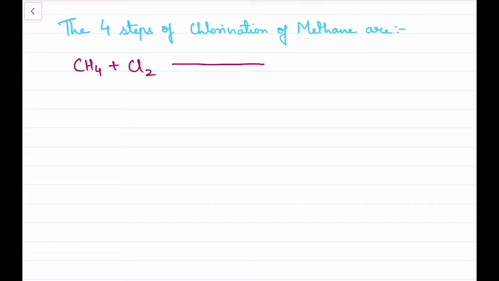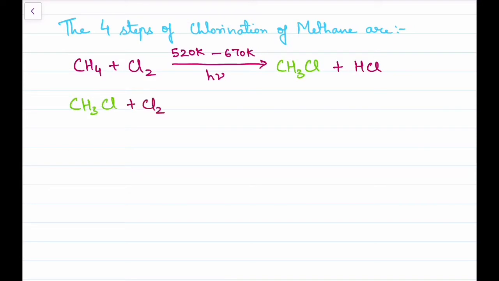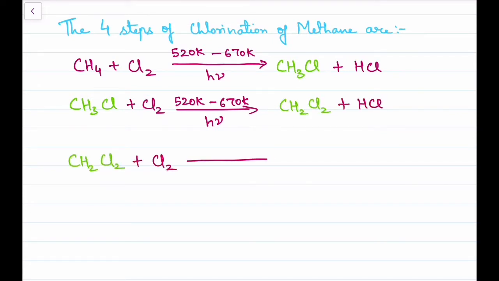There are 4 steps in the reaction of chlorination of methane. The first one, methane reacts with chlorine in the presence of hν and high temperature to give you CH3Cl plus HCl. Now the CH3Cl, which is a product in the first reaction, again reacts with more chlorine to give you CH2Cl2 plus HCl.